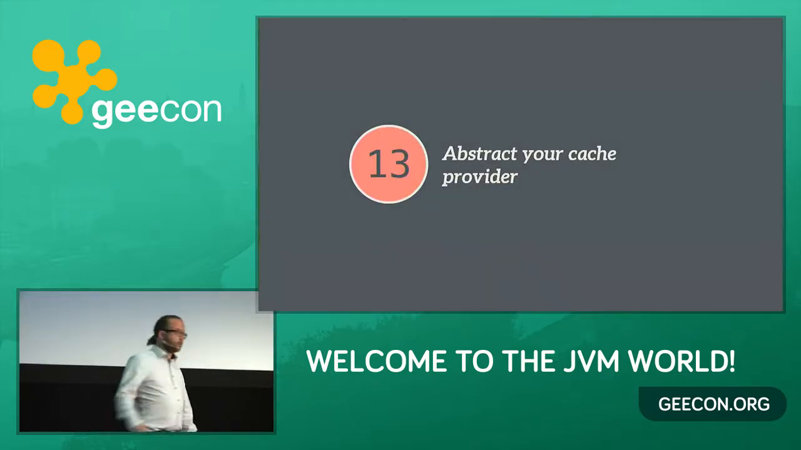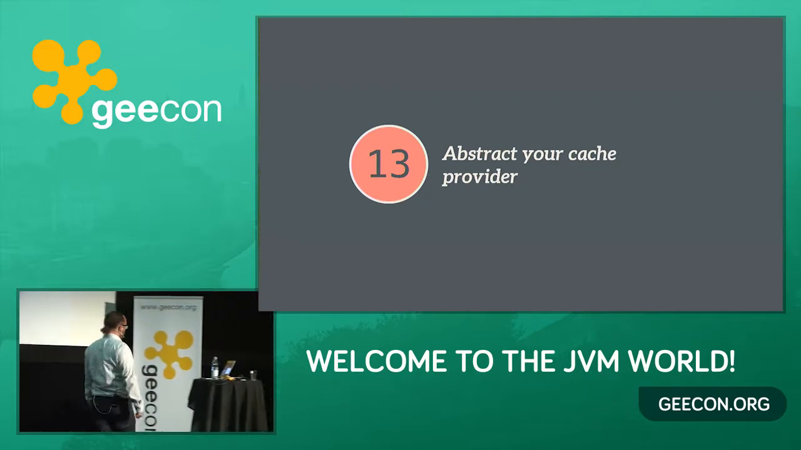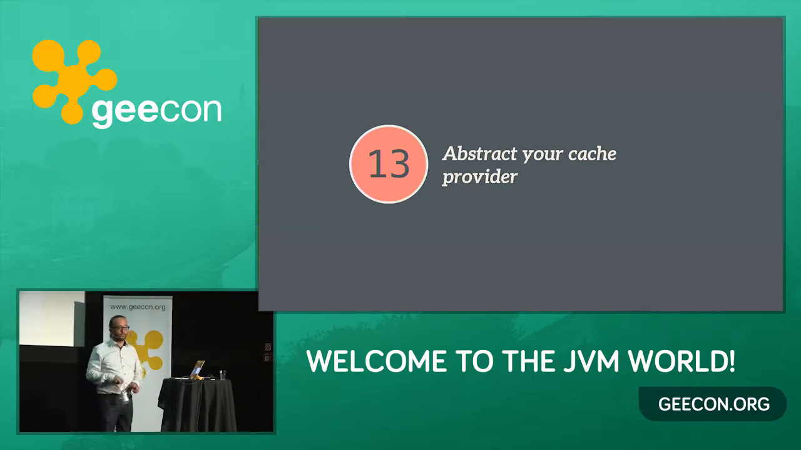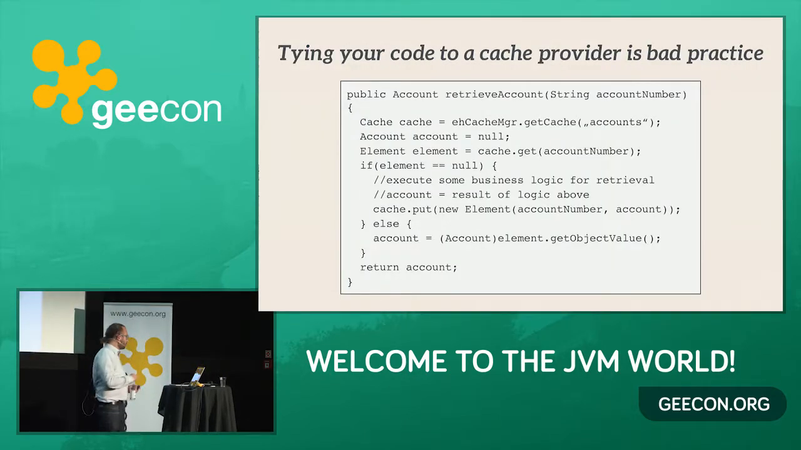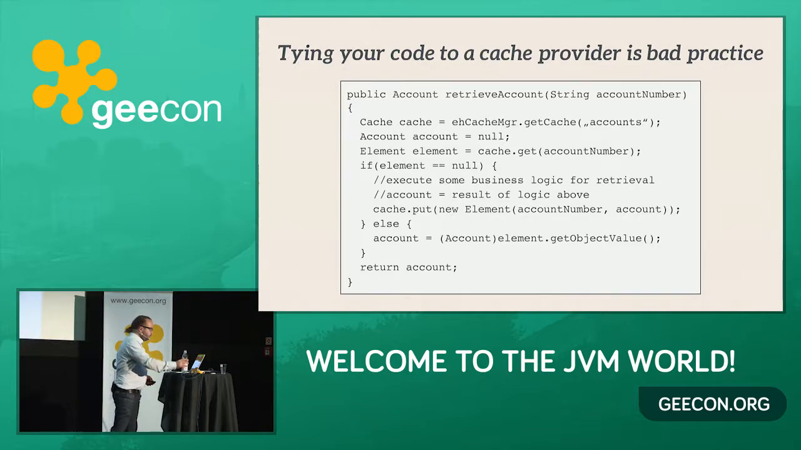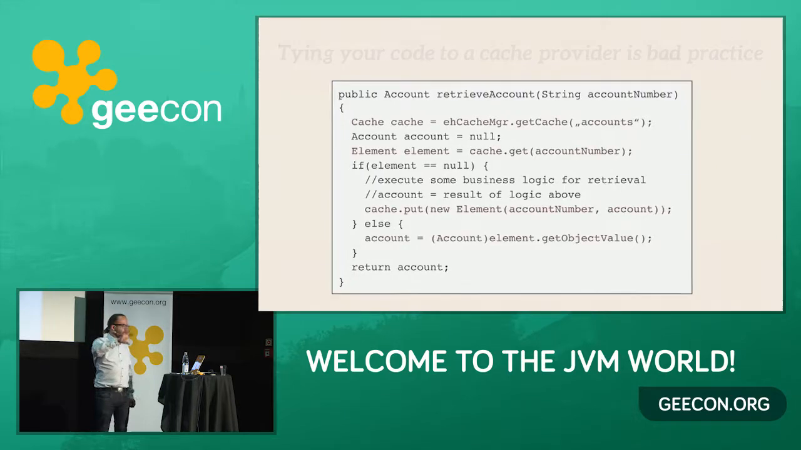Now, the 13th point that I have is, please abstract your cache provider in your code. Let's take a look at this code. This is a code where we retrieve some account stuff based on an account number. And you see there is a lot of code, but can you easily spot what the real business logic in there is? No. Caching is a cross-cutting concern.